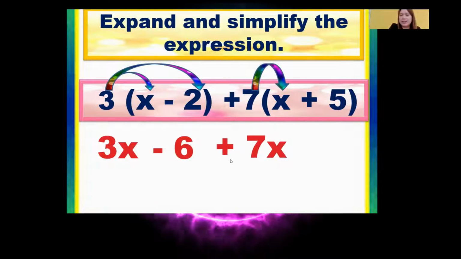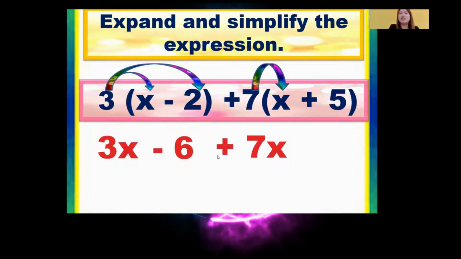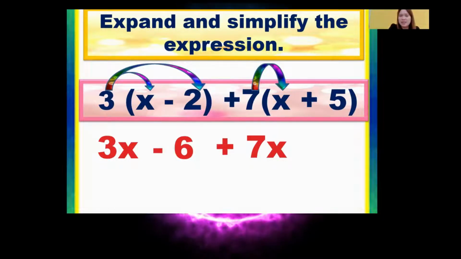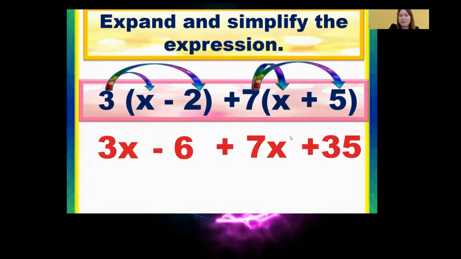Please don't forget to write the sign before the number, especially since we need to separate each term. The terms are separated by a plus or minus sign. If there's no plus sign before 7, then it is wrong. Then 7 times 5 gives you 35.